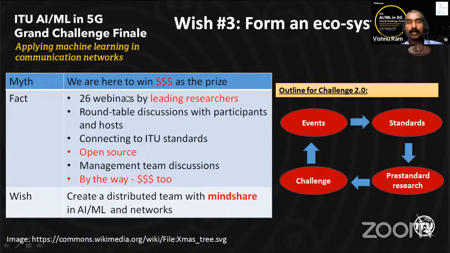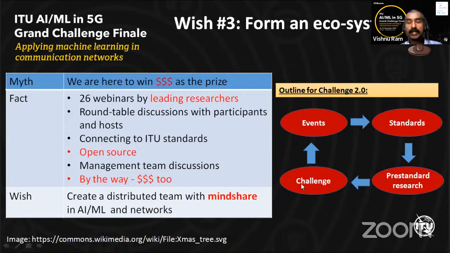What is that? We also created a set of webinars. We created roundtable discussions, open source. Most of these solutions are in GitHub. Yeah, we do have the dollars on the table, but there are other things as well. That's what I'm trying to tell you. The wish is to continue this, to create a core team with the mindshare, with a distributed team, who work on AI ML in networks, identify this core team and work together for future challenges.